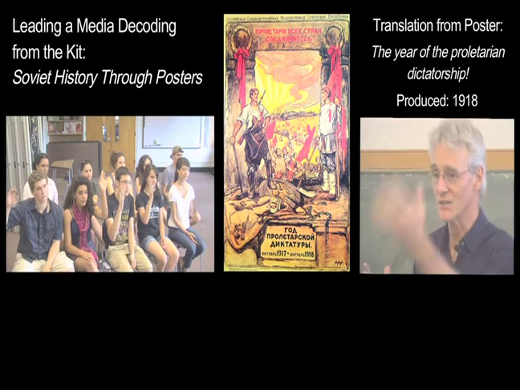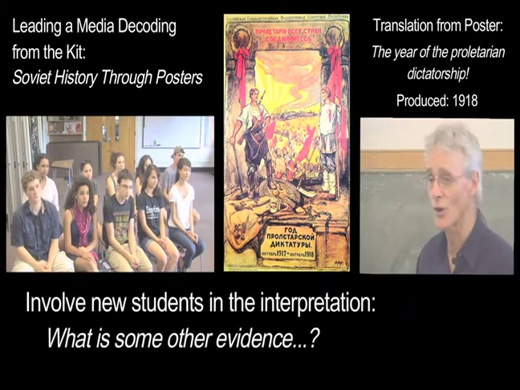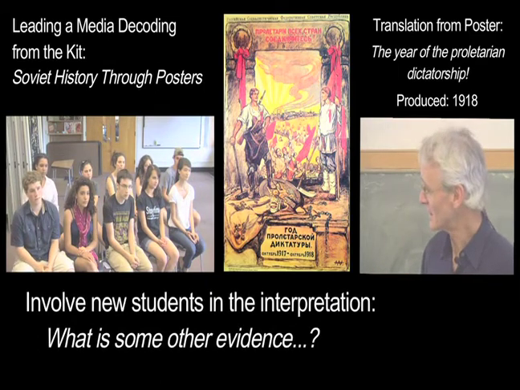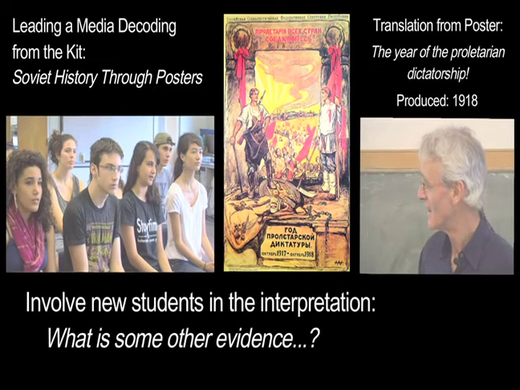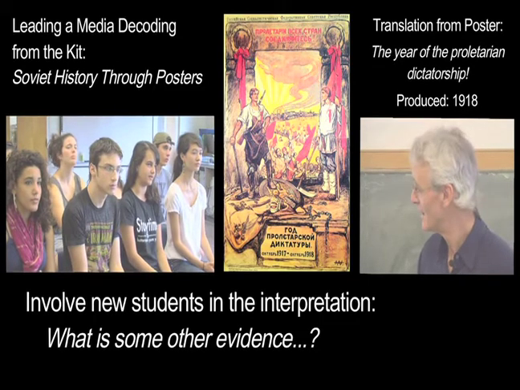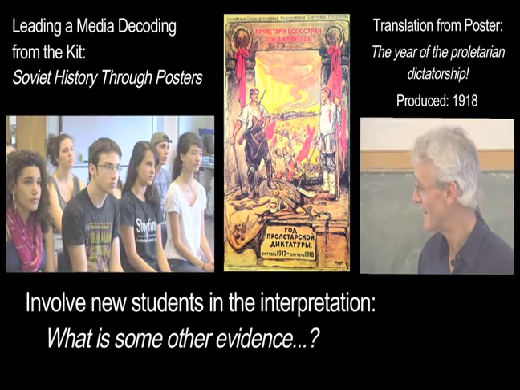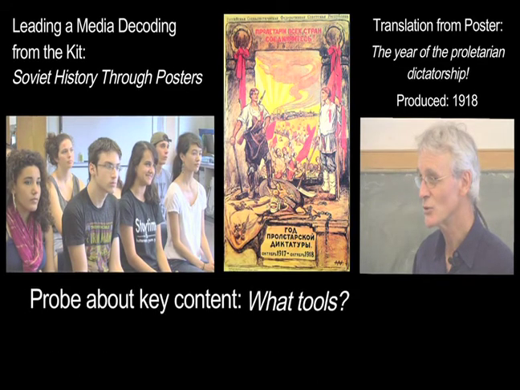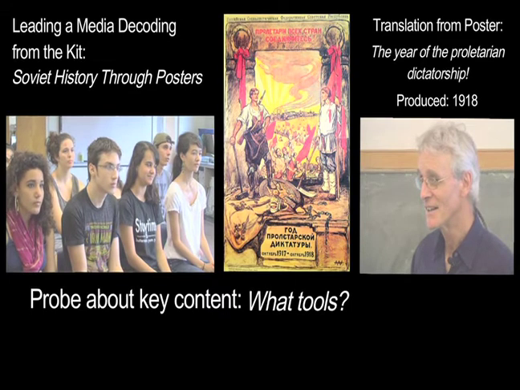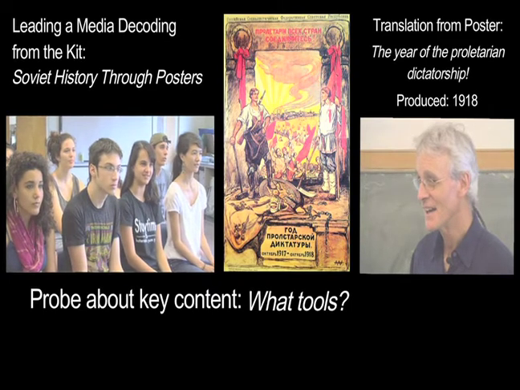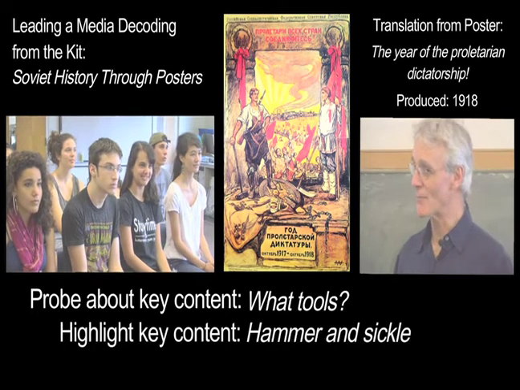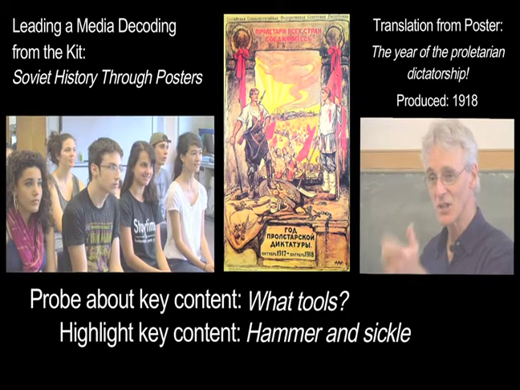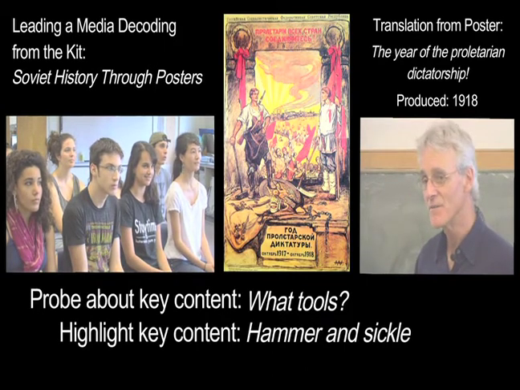What's some other evidence? Carrie, what's some other evidence that it's a glorious revolution? Well, the chains are broken on the ground and they're holding different tools and standing over it all. What tools are they holding? A big giant hammer and a big sickle, representing what? Communism.